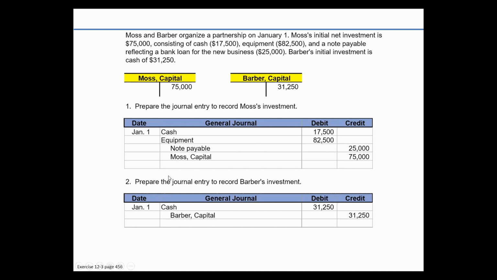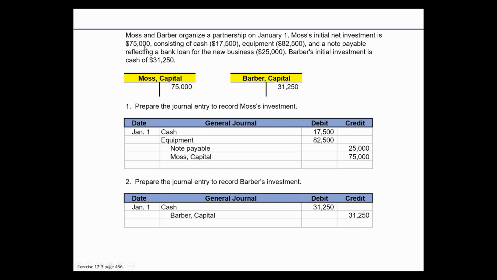And then to record Barber's investment, we would debit cash in the amount of $31,250 and then credit Barber Capital $31,250. And then we see that Moss has a capital balance, which would be a credit of $75,000, and then Barber would have a capital balance of $31,250 credit.